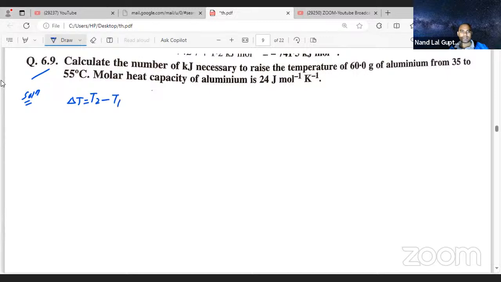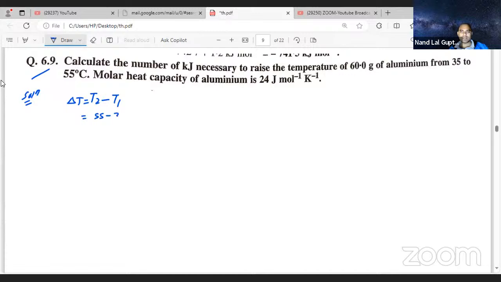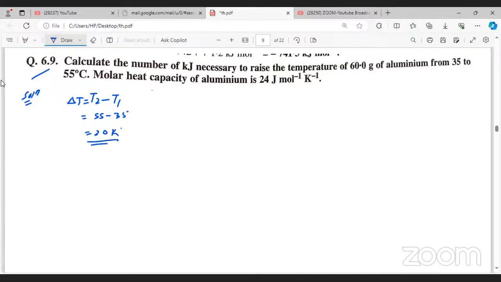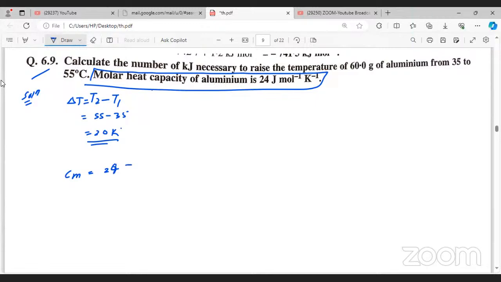Delta T, you are saying, T2 minus T1. So this is going to be 55 minus 35. So it will be 20 Kelvin only. Whether the change in the degree or the Kelvin, that will be the same, 20. They are talking about the molar heat capacity of aluminum they have given. Molar heat capacity means Cm. How much they have given? 24, joule per mole Kelvin inverse.